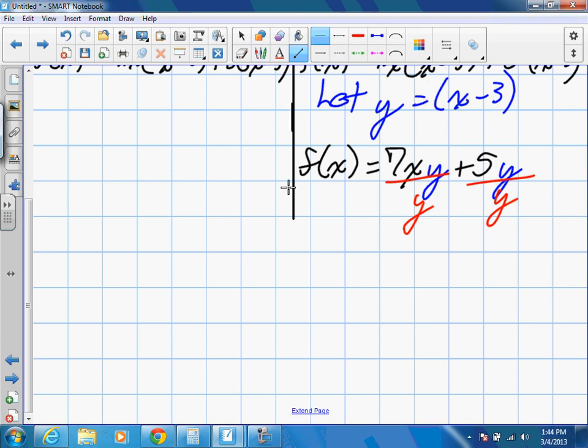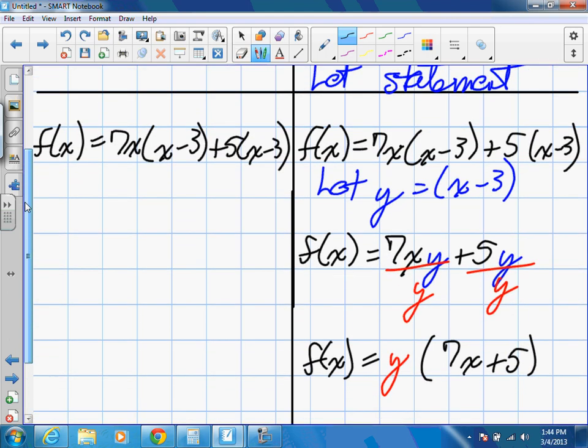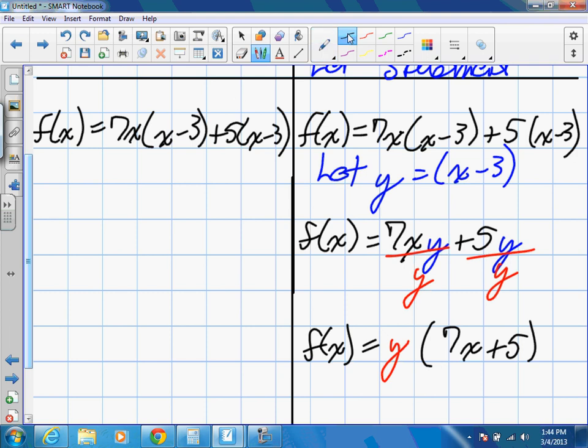When we do that, we'll get f(x) is equal to y, and what will be on the inside of our other bracket? 7x + 5. But we didn't start with y in this question. What was y originally equal to? We need to put that back in our final part. So f(x) is equal to (x - 3)(7x + 5), and this is our final answer. Our common factor was this bracket.